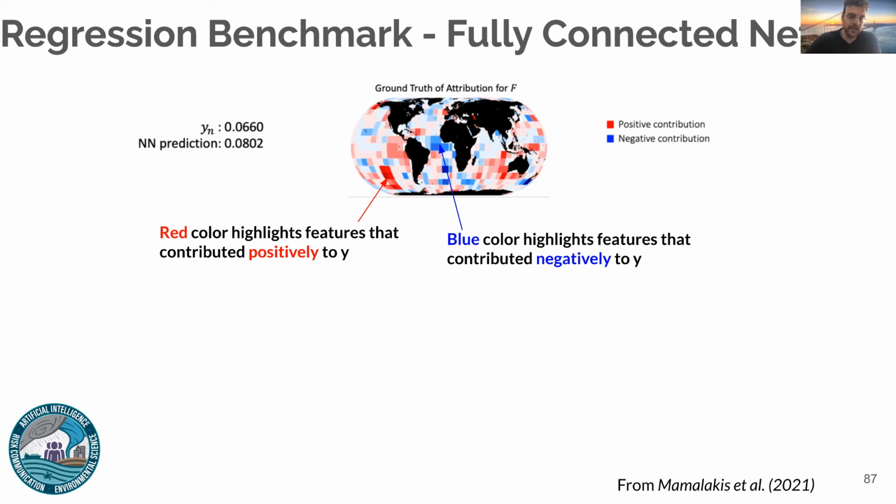So what you're looking at here is the true attribution. Pixels highlighted with red color contributed positively to this value of y. Pixels highlighted with blue color contributed negatively. So if it was not for the blue pixels, the y value would have been even higher. And now we can see what XAI methods give us as an explanation for the prediction in the next slide.